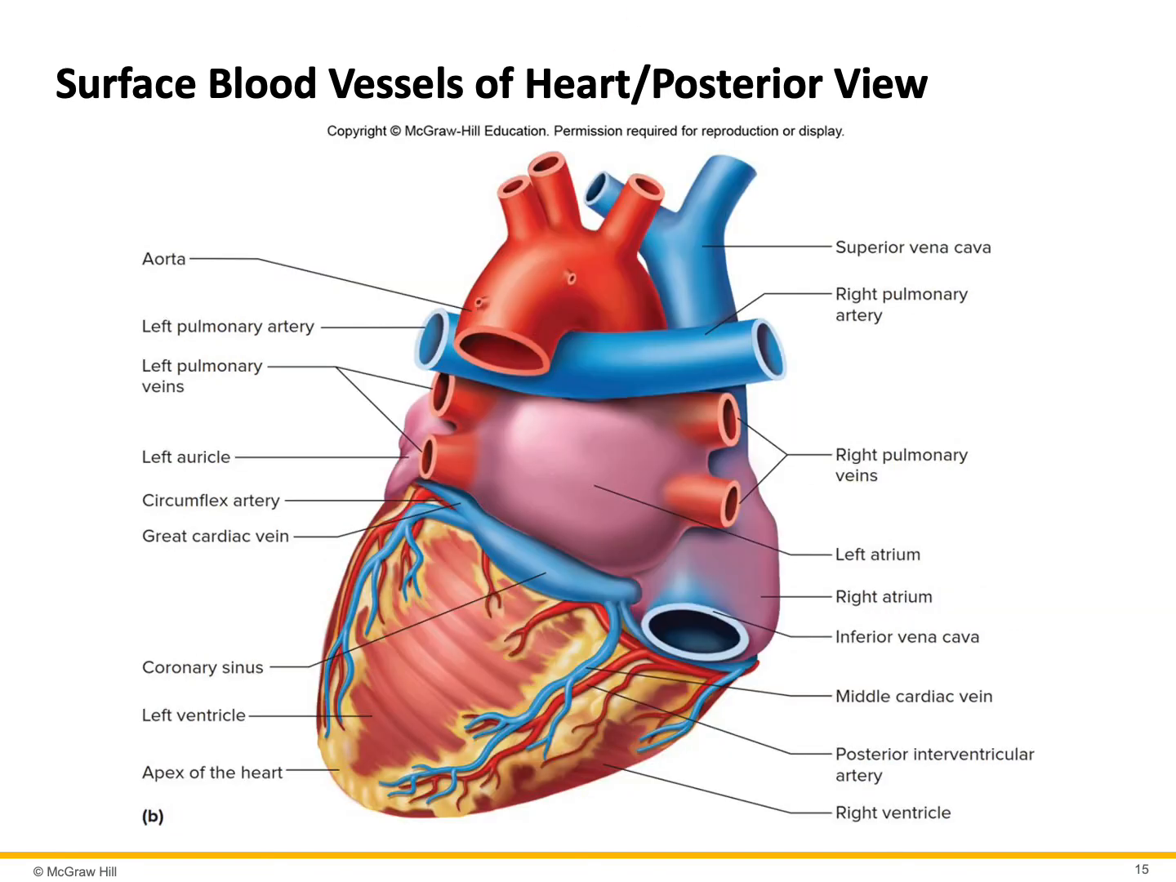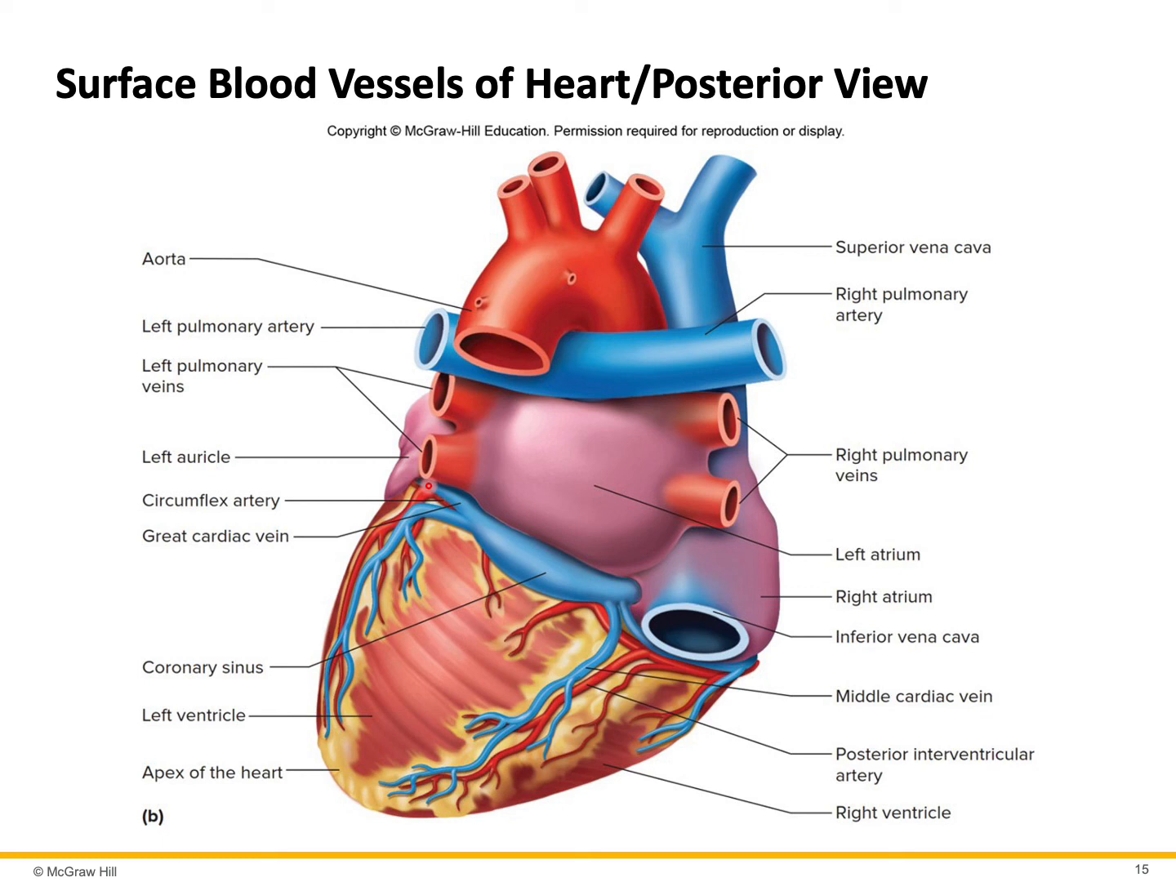So this is the posterior view of the heart. Again, we are looking at the left atrium, right atrium, left ventricle, right ventricle, and some large blood vessels such as superior vena cava, inferior vena cava, and aorta. We can also see right and left pulmonary artery and right and left pulmonary veins. You can also see the coronary sulcus, where you find the blood vessels of the heart.